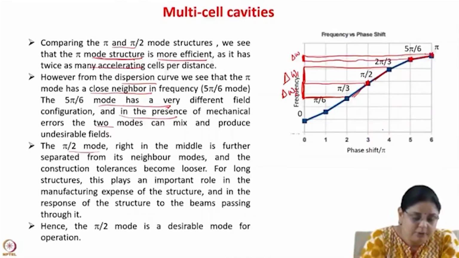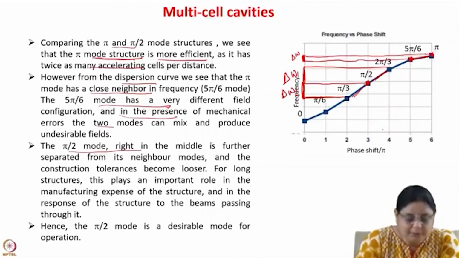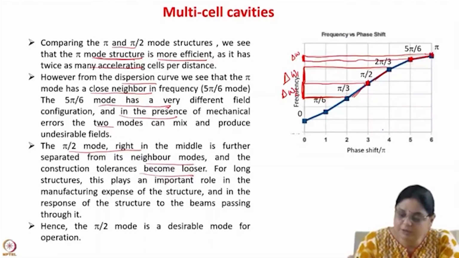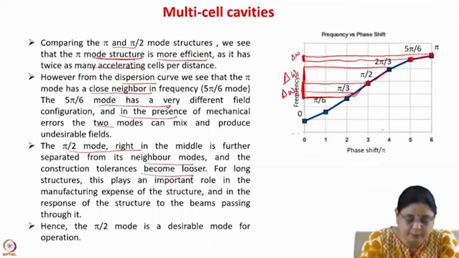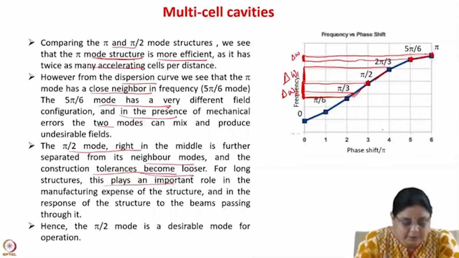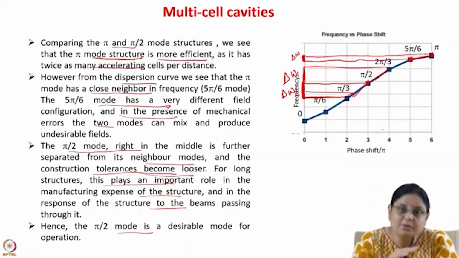So now the pi by 2 mode, if you see right in the middle here, it is further separated from its neighbor modes and the construction tolerances become loose. So even if these frequencies come close, there is still scope because they are well separated from this mode. So fabrication tolerances become looser. For long structures, this plays an important role in the manufacturing expense of the structure and in the response of the structure to beams passing through it. So pi by 2 is desirable from that point that it is more stable.